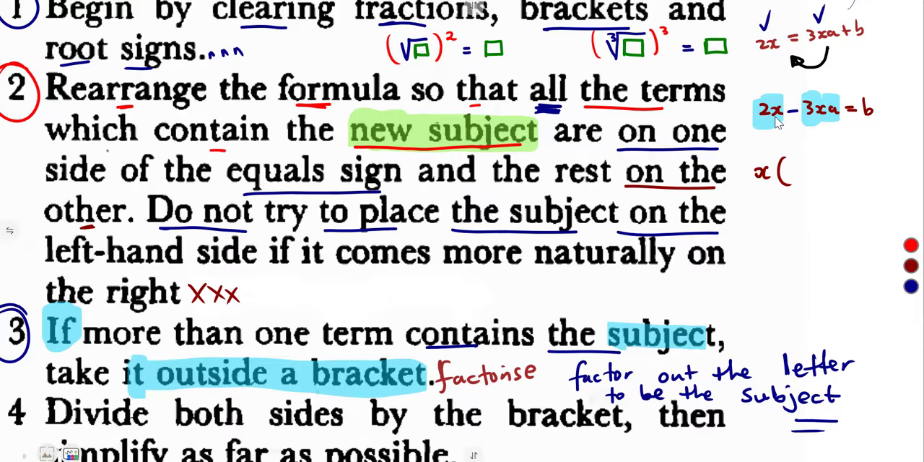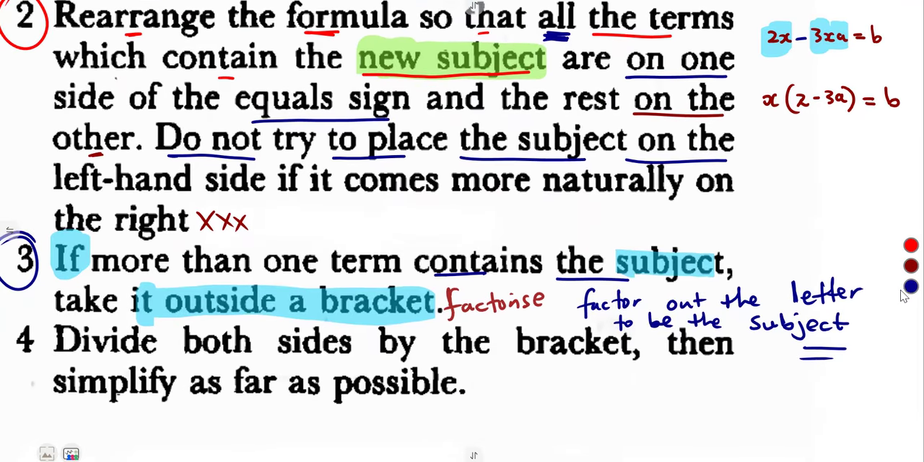So what am I going to have if I factor out x here? I'm going to remain with a 2. So this is going to be 2. If I take out x here, I'm going to remain with what? Minus 3a. So this is going to be x times the bracket 2 minus 3a, which is equal to b. So you take out that letter to be the subject of the formula. All right, then after, you must divide both sides by the bracket, then simplify as far as possible.